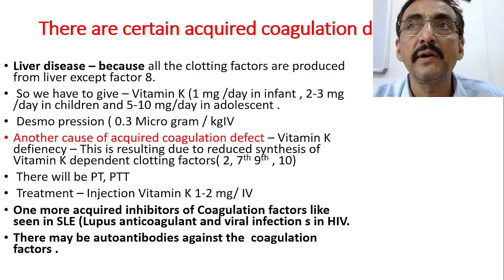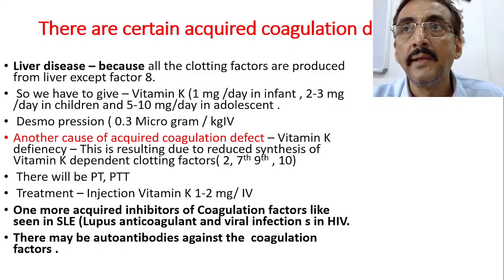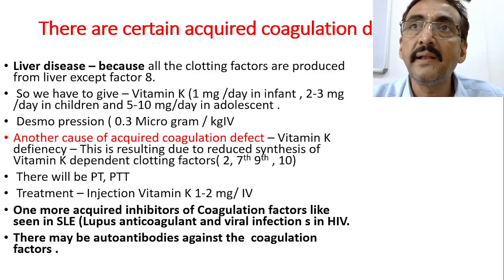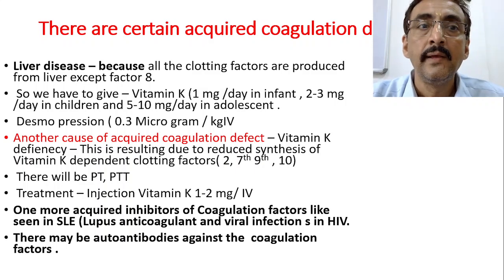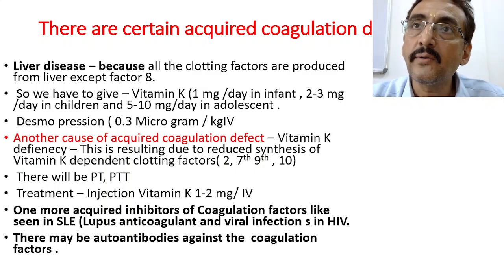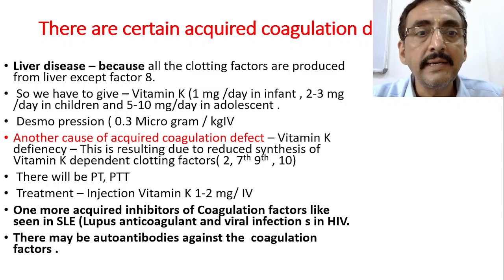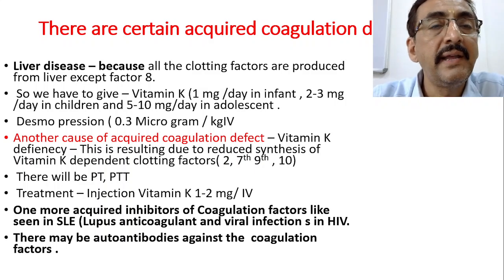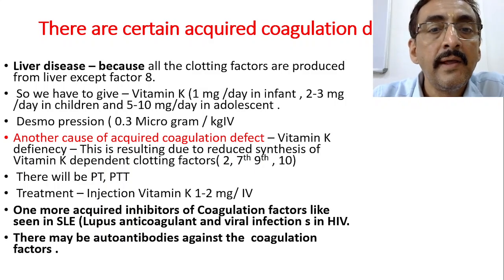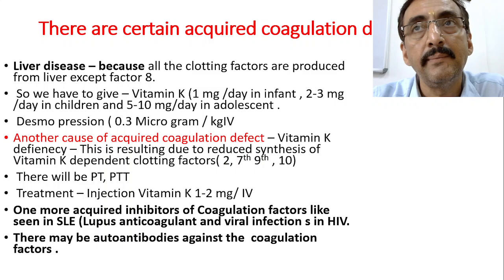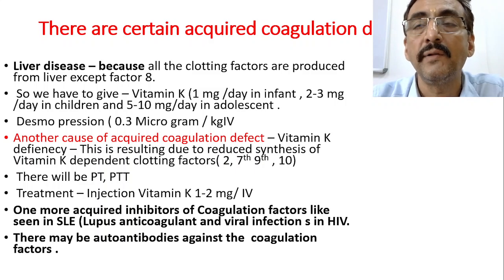Now there are many clotting factors which are vitamin K dependent. Almost all the clotting factors are produced from the liver, but some of them are dependent on vitamin K. In the first case we saw liver disease, where all the clotting factors are affected except factor 8. Another condition is acquired coagulation defect where vitamin K is deficient, and vitamin K is required for production of clotting factors 2, 7, 9 and 10. Very important. They are vitamin K dependent clotting factors.